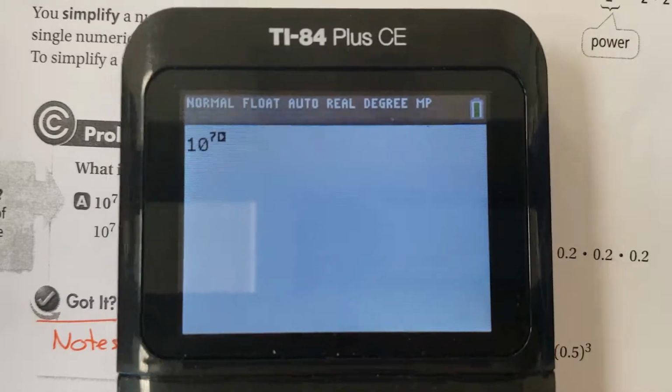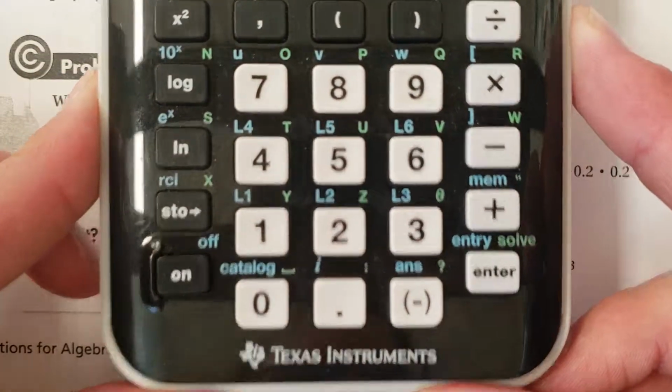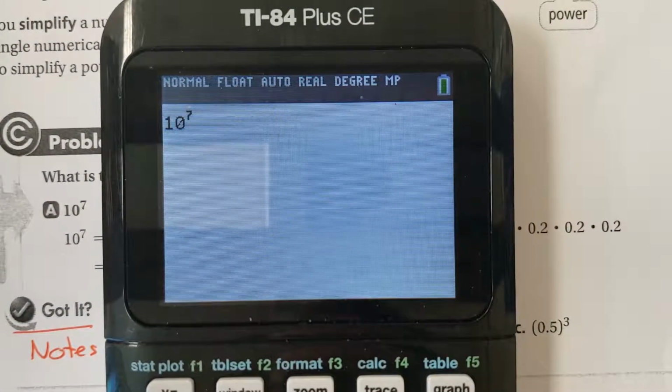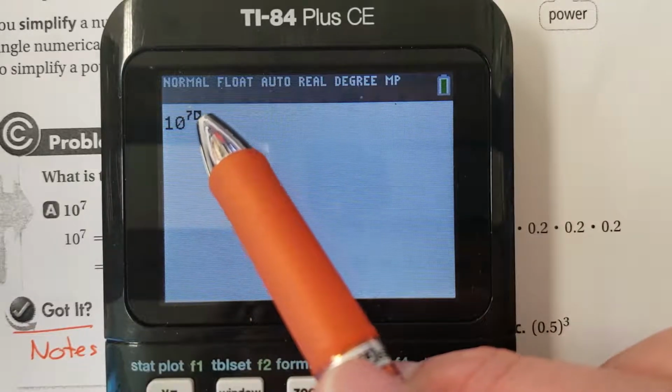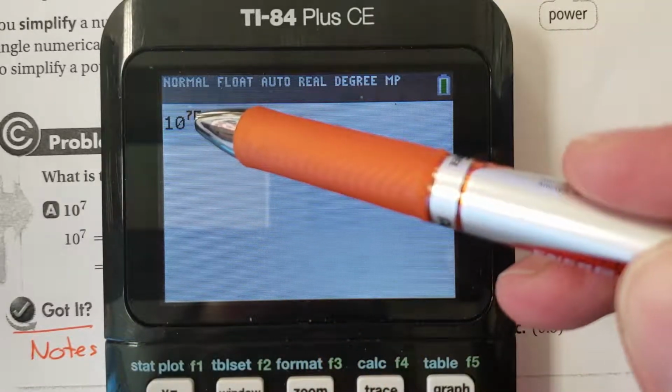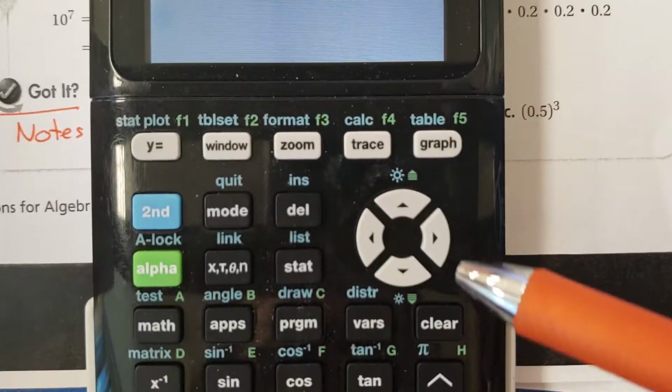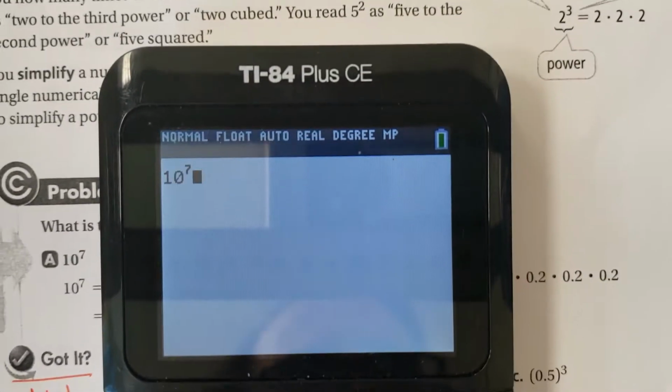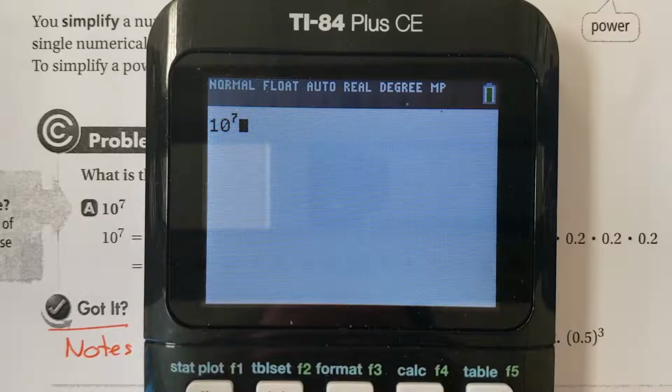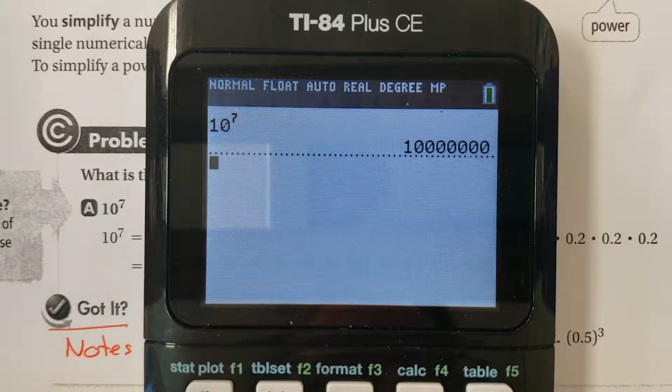I'll keep the screen available. I mean, you all can push buttons. I don't need to show all of that. So there's 10 to the 7th power. Now, if you need to keep going, as you can see, it's still up in exponent font. If you push over, you'll get out of that, and then you can continue on if you want to. So 10 to the 7th power. Hey, look, same thing they got.